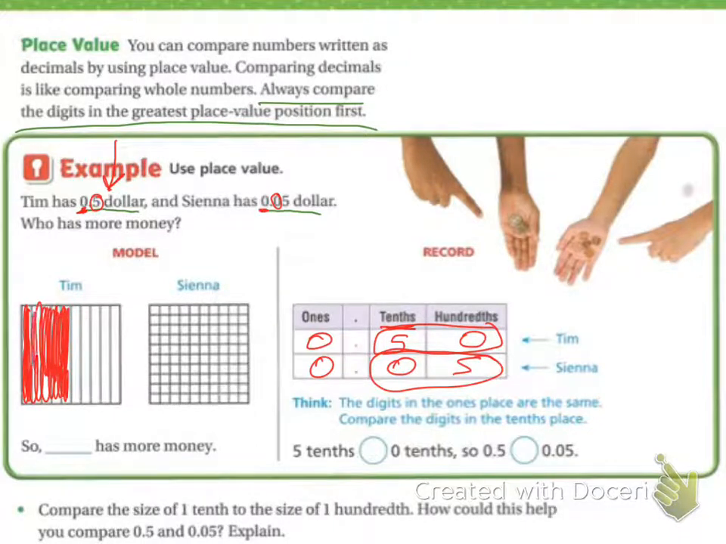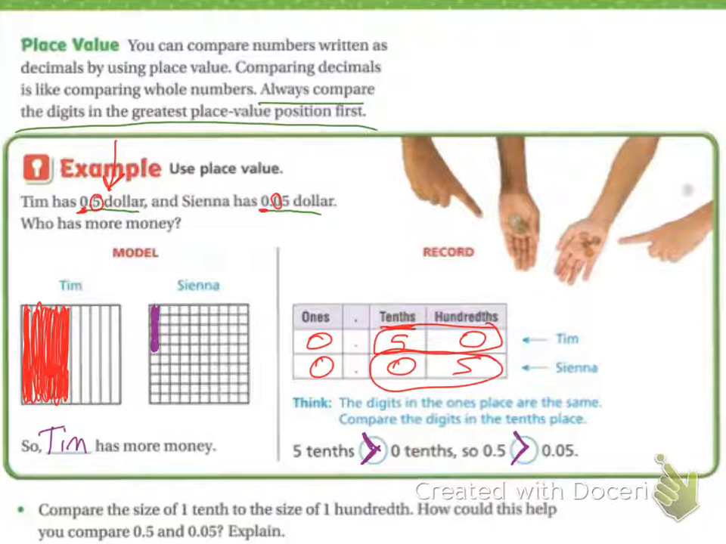Go ahead and copy what I'm doing. It doesn't matter if you use pencil or you can use a variety of colors as you copy. Sienna only has 5 cents, 5 out of 100. Tim has 50 out of 100. 5/10 is definitely greater than 0/10. And 5/10 is definitely greater than 5/100.